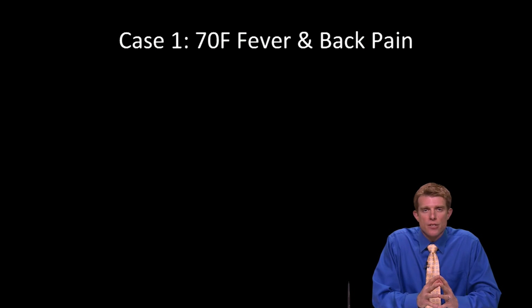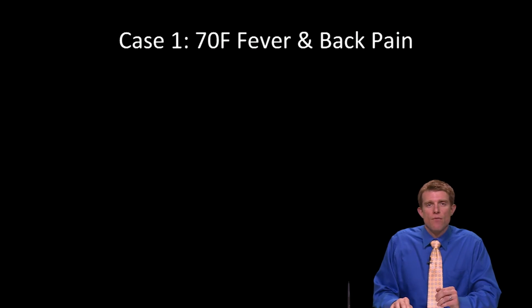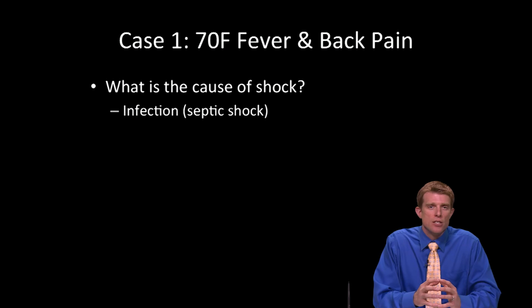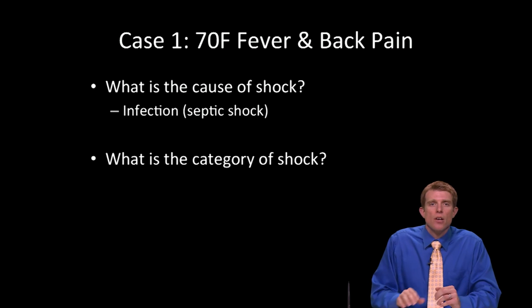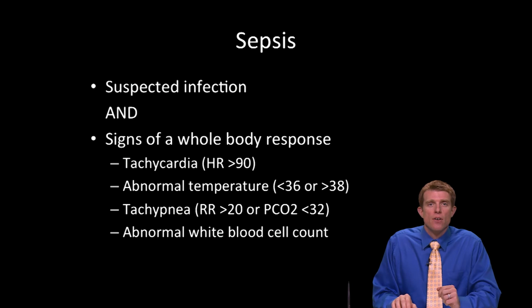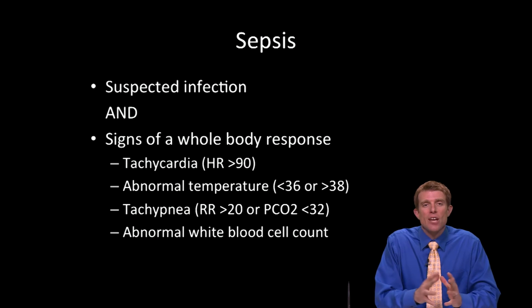So back to our patient. We had our 70-year-old female with fever and back pain. She had some CVA tenderness, and we ask ourselves, what do we think the cause of this patient's shock is? Well, it's most likely infection, right? She most likely has a pyelonephritis, and she has septic shock. And what is the category of shock then that she would be in? That's distributive, right? So sepsis is in distributive shock, where we think we have an inadequate amount of fluid in the blood vessels for the system.